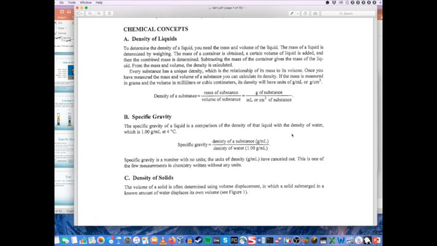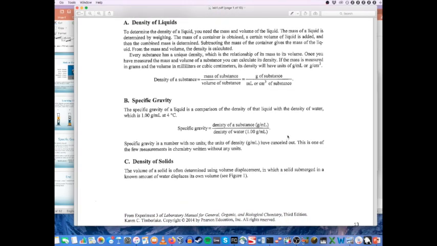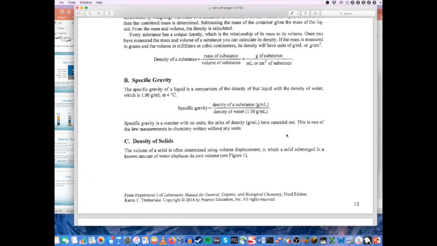But the density of a substance is its mass divided by its volume, and it has units of grams per milliliter, which is equivalent to grams per cubic centimeter. Specific gravity is the density of a substance, specifically a liquid, most often, but sometimes a solid, divided by the density of water, which provides a reference value, allowing you to quickly compare multiple values to a standard.